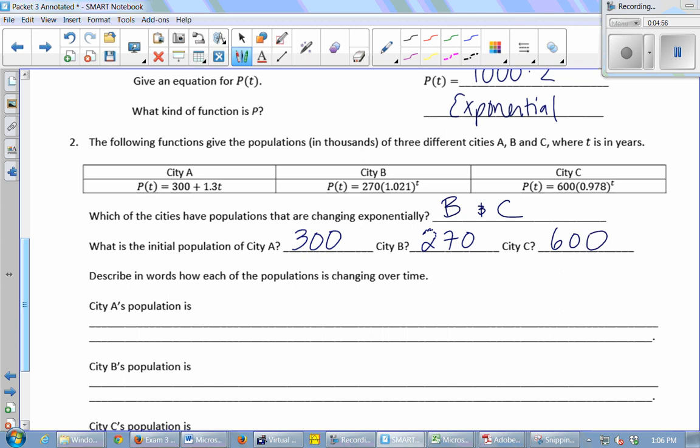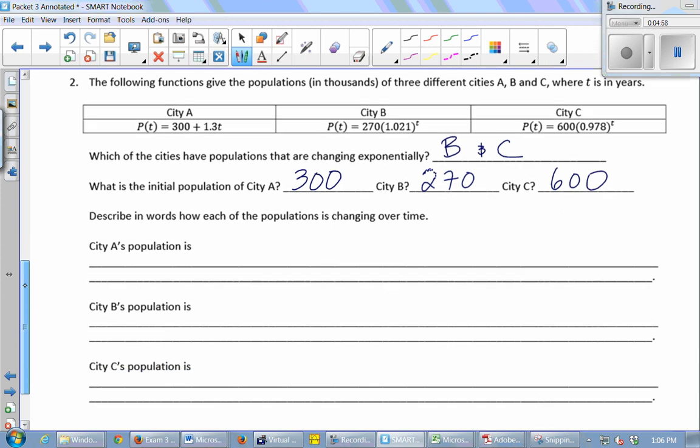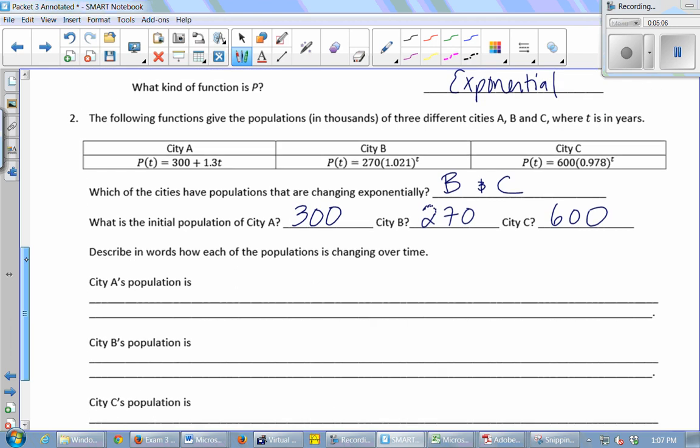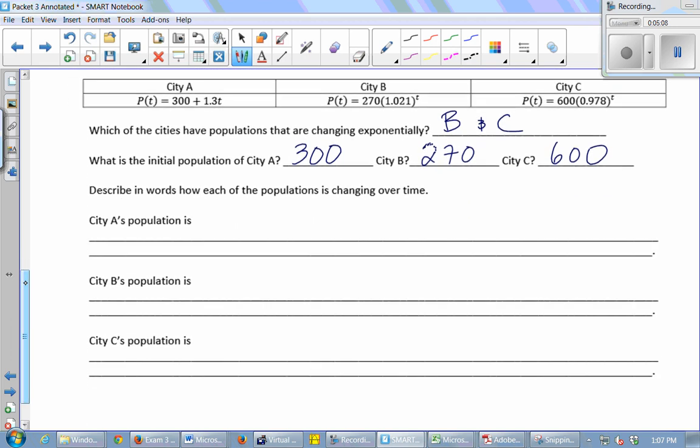All right, city A's population, how is it changing? Increasing, what is that constant rate? 1.3, is this all measured in thousands? Yeah, 1.3 thousand each year. So it is increasing by 1.3 thousand, that would be 1,300 people every year.